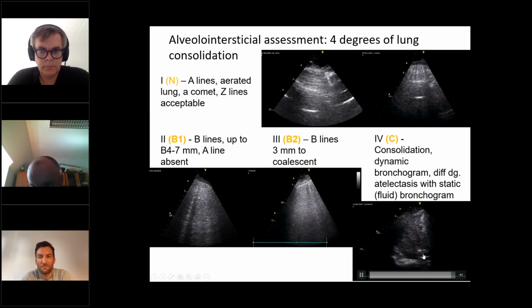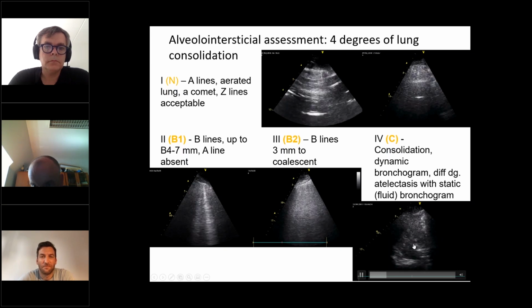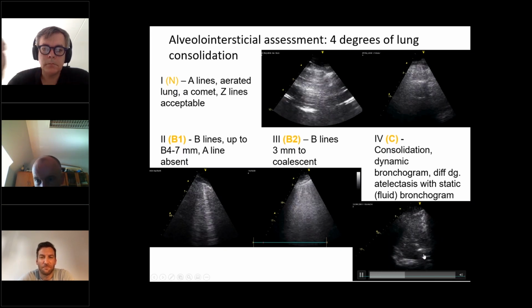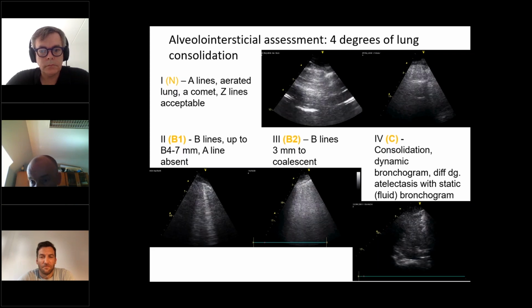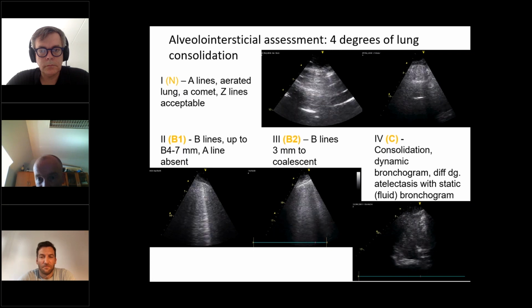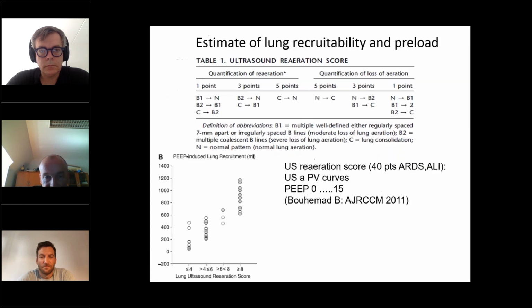And what you see here with every inspiration, these little fingers here, is the bronchogram. That's the dynamic bronchogram. This is just a confirmation that your bronchoscopy was fine and you opened the bronchial tree, and now you need further treatment to improve the patient.